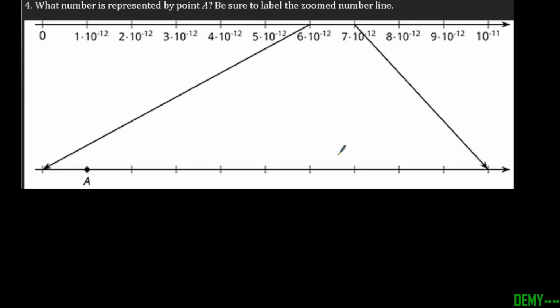All right, moving on to number 4, it says, what number is represented by point A? Be sure to label the zoomed in line. Make sure you remember, I'll give you a problem just like this. What you have to do is say, okay, this far left point is going to be the same as this, so that means this number is going to be the same as this number.